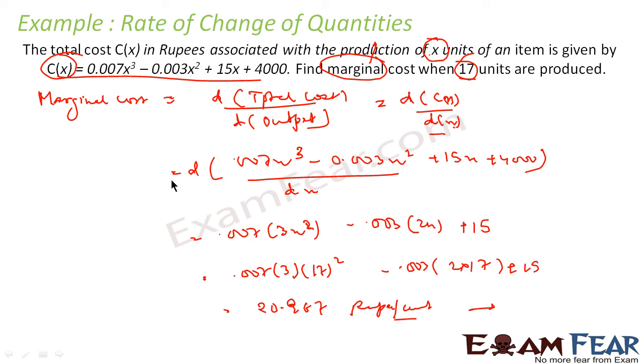So it was pretty simple actually. The main thing was the definition of marginal cost. Marginal cost is nothing but d of total cost by d of output.